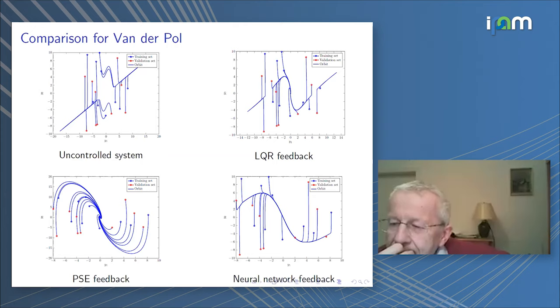That's just a comment. My question is, can you comment on the choice of the probability measure mu?